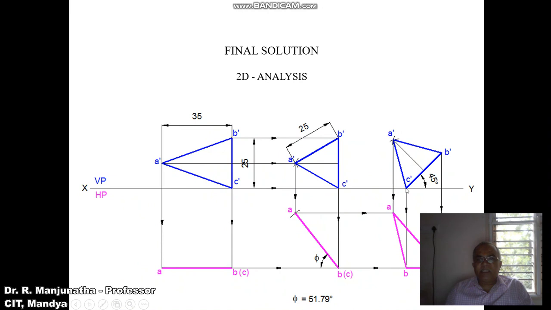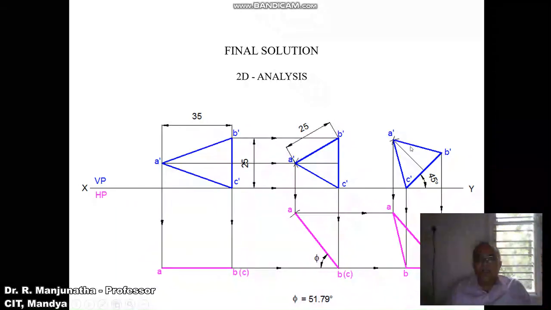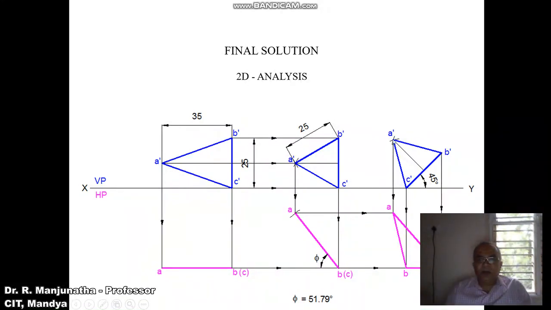Similarly, with C dash as center, draw an arc of 25 mm, and similarly with B dash as center, cut an arc on the previously drawn arc, so that you will get this point A dash. Then join A dash to B dash, B dash to C dash, and C dash to A dash with a dark line.